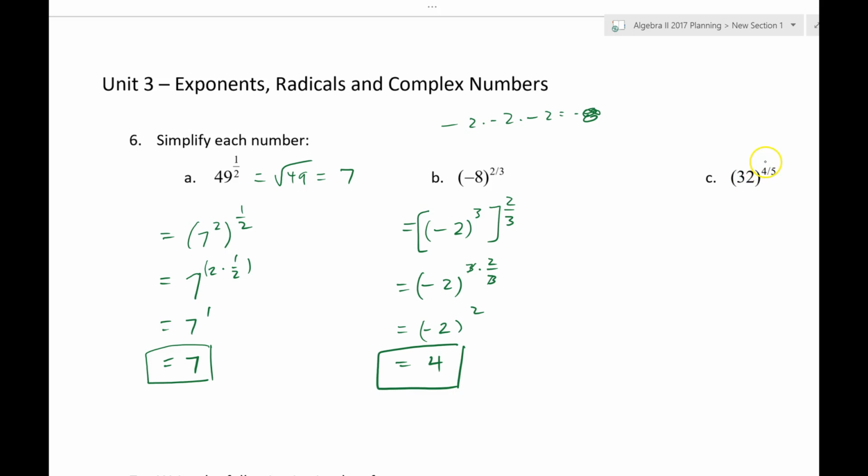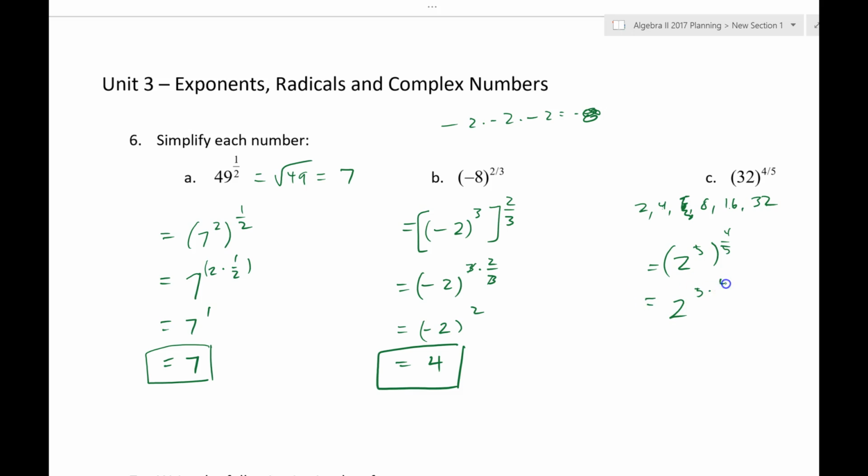And here, 32, might need to think a little bit, but if you remember your powers of 2, you know, we have 2, 4, 6, 8, 16, 32, so it's 2 to the first, second, third, fourth, fifth, sixth. So I had to pause there. This is not part of the power series. 2, 4, 8, 16, 32. So 2 to the first, 2 to the second, 2 to the third, 2 to the fourth, 2 to the fifth. 32 then I can rewrite as 2 to the fifth, all raised to the 4/5 power.